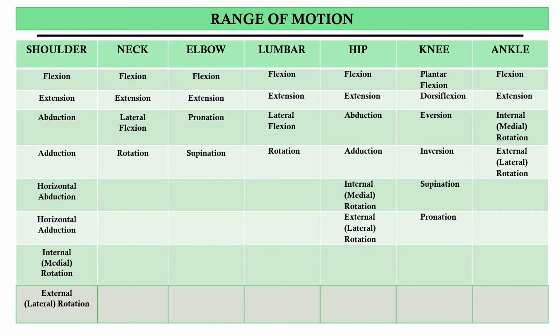The lumbar movements are flexion, extension, lateral flexion, rotation. For the hip range of motion, you should learn all these movements so that you will be able to perform or show to your client the movements. The hip movements are flexion, extension, abduction, adduction, internal or medial rotation, external or lateral rotation.